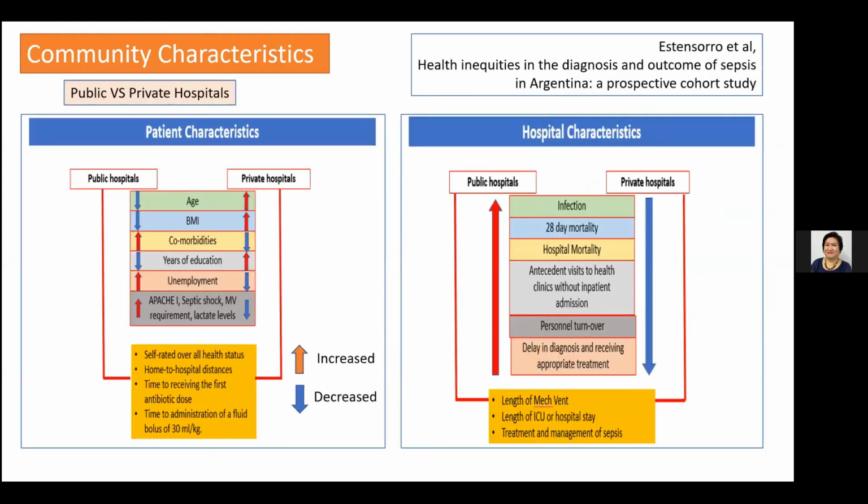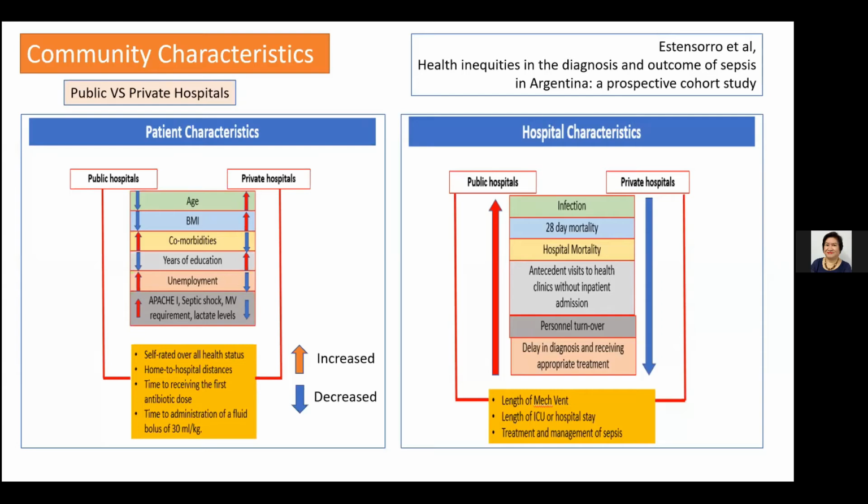In terms of private and public hospitals in the community of Argentina, the study of Estenssoro differentiated the hospital types by defining the patient and hospital characteristics. The patient characteristics were defined in terms of the differences in age, BMI, comorbidities, years of education, employment, and Apache score. The study found similarity in the self-rated overall health status, home to hospital distance, time to receiving the first dose of antibiotic and IV fluid bolus.